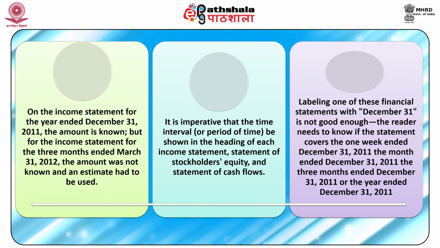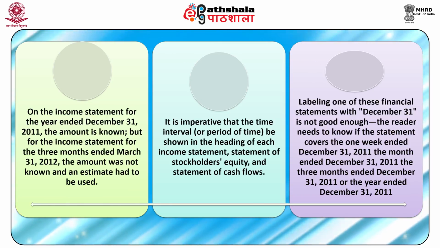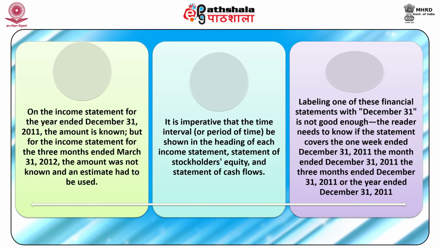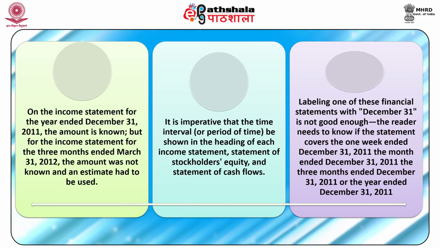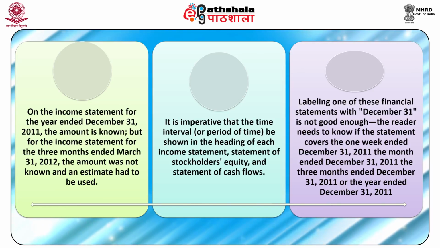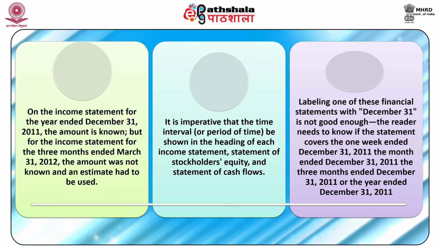It is imperative that the time interval or period of time be shown in the heading of each income statement, statement of stockholders' equity and statement of cash flows. Labeling one of these financial statements with December 31st is not good enough. The reader needs to know if the statement covers the 1 week ended December 31st, 2011, the month ended December 31st, 2011, the 3 months ended on December 31st, 2011 or the year ended as on December 31st, 2011.